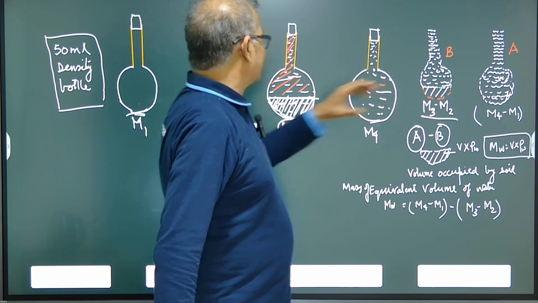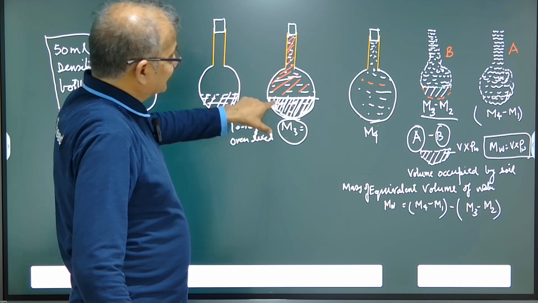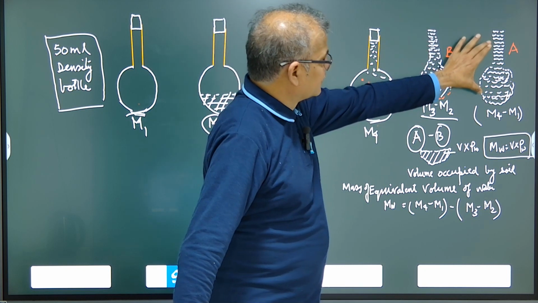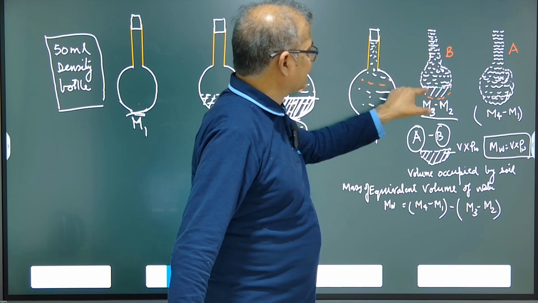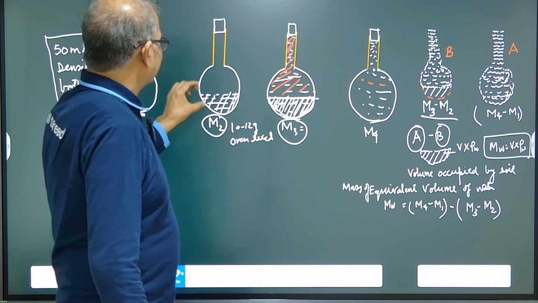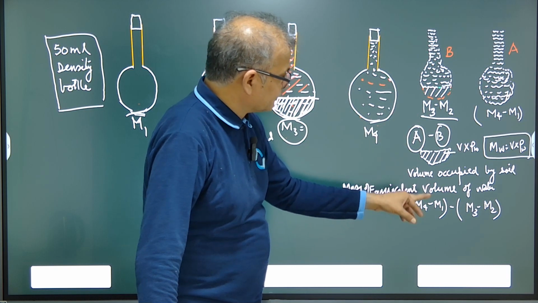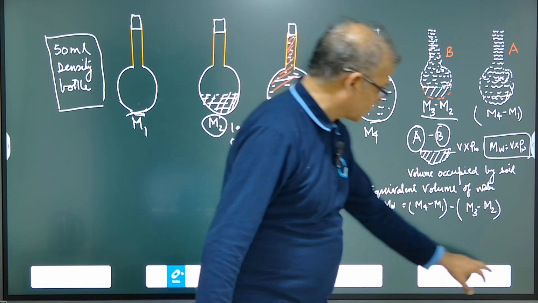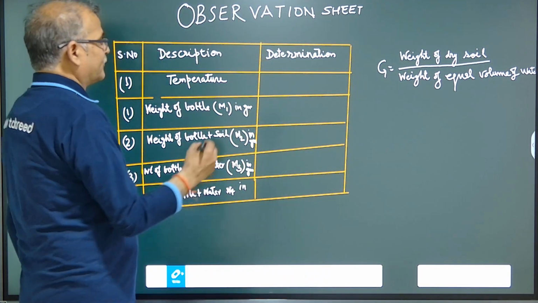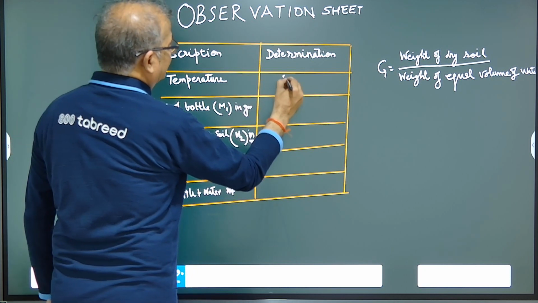M3 minus M2 will be the weight of water in the density bottle at stage 3. Then this is deducted from this, and we find the volume of space occupied by the mass of soil. So we find this relation: mass of water is (M4 minus M1) minus (M3 minus M2). We should also record the temperature at which the test was conducted. Generally it is 27 degrees centigrade.